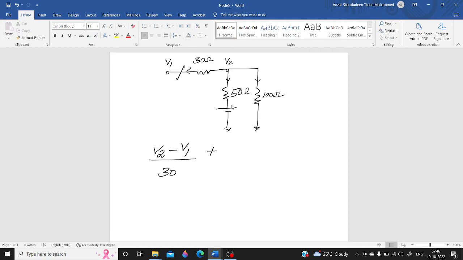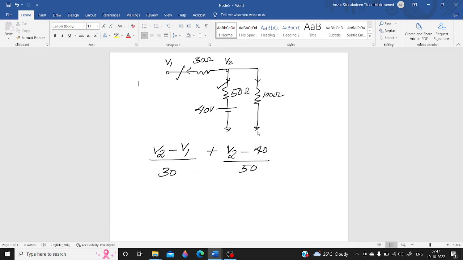And another one is here, where one terminal is V2. We assume that this is at higher potential. And here there is a voltage source, and this voltage source is 40 volt. Okay, 40 volt. So this is (V2 minus 40) divided by the resistor value 50. So this current I have done.